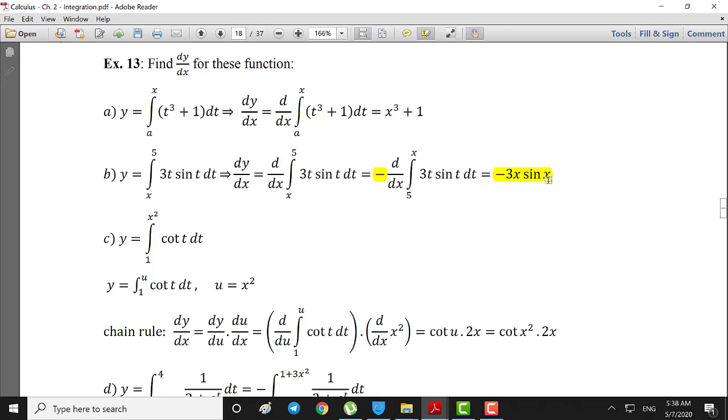Now, what do we have in part C? In part C, the function y that is given to us is equal to the integration from 1 to x squared of cotangent of t dt. Now, we want to calculate dy over dx, right?